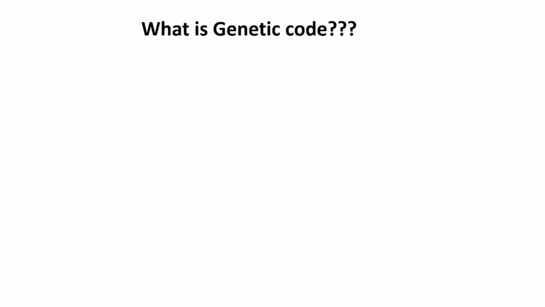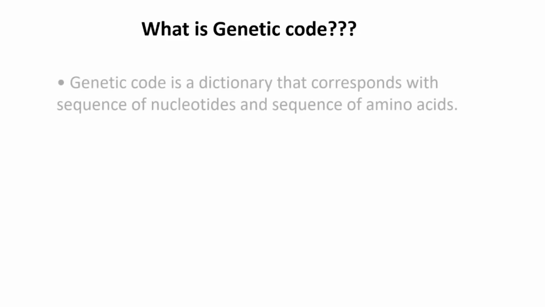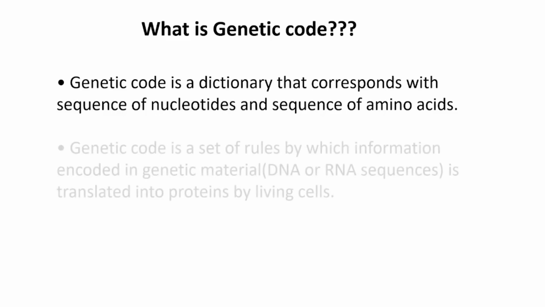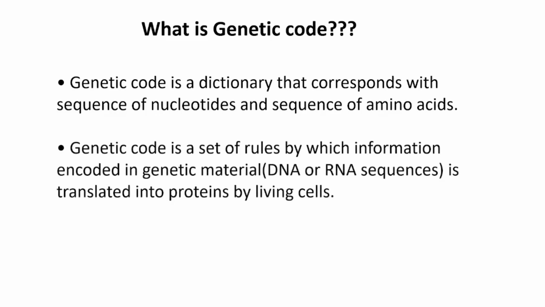So, what exactly is the genetic code? The genetic code is a biochemical dictionary that corresponds with the sequence of nucleotides and sequence of amino acids. It is actually a set of rules by which information encoded in genetic material is translated into proteins by the living cells. The term genetic code was given by George Gamow.